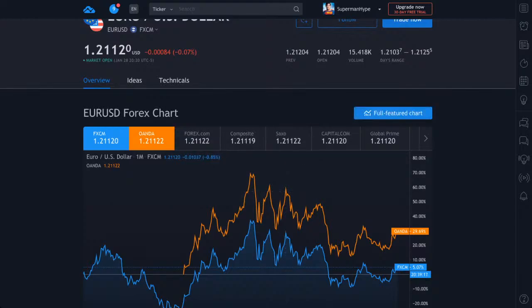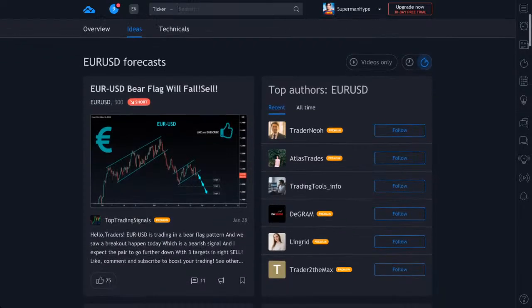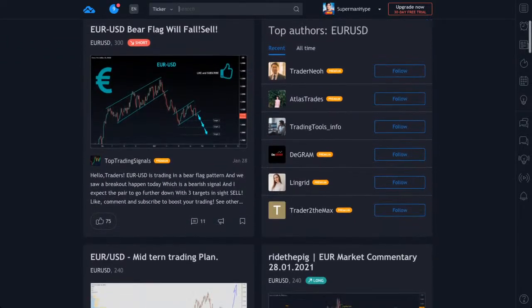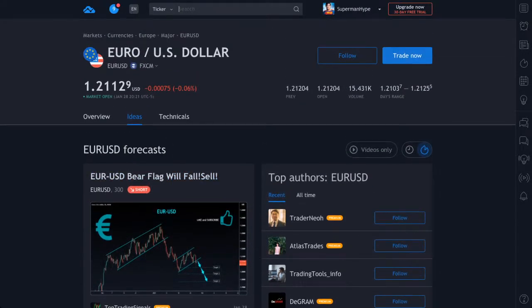So we'll go to full featured chart. Before we do that, we'll go to ideas. If you want to get ideas on trading, you can get them off these traders. Obviously, you've got to know whether they're good traders or not, whether they have good successes, whether they know what they're talking about, or whether they're just amateurs that really don't have much experience, haven't made much profit, etc.